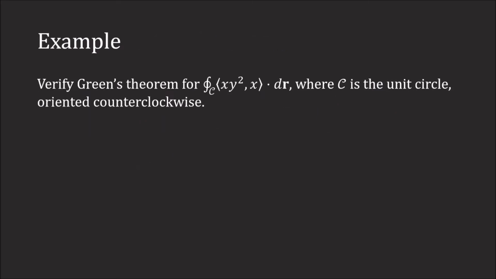Okay, now an example. We wish to verify Green's theorem for the circulation along a curve C of (x, y squared) dotted with dr, where C is the unit circle being oriented counterclockwise. All right, so the unit circle, I'll just quickly draw that up here. There's our unit circle, so this is the curve C.